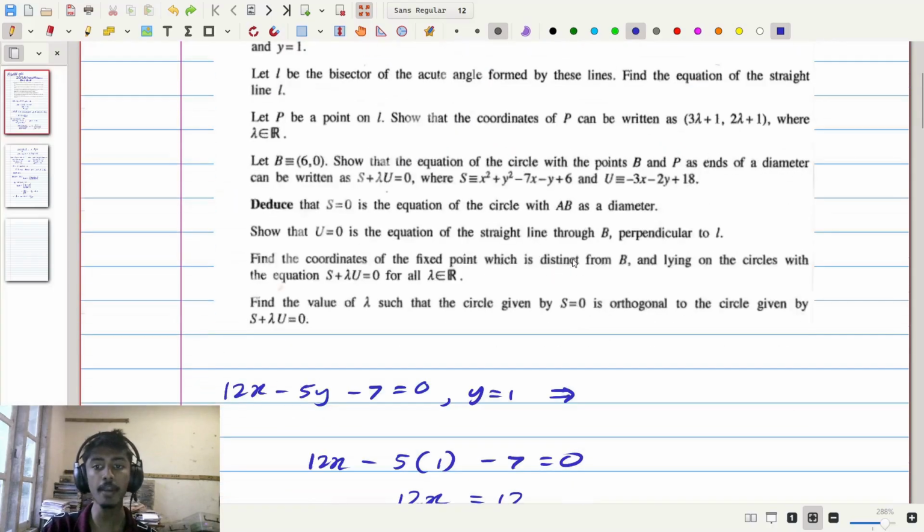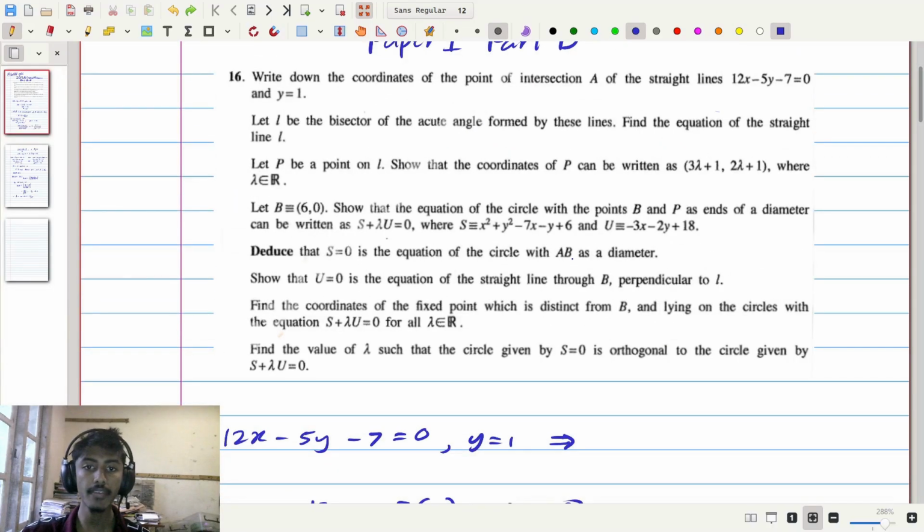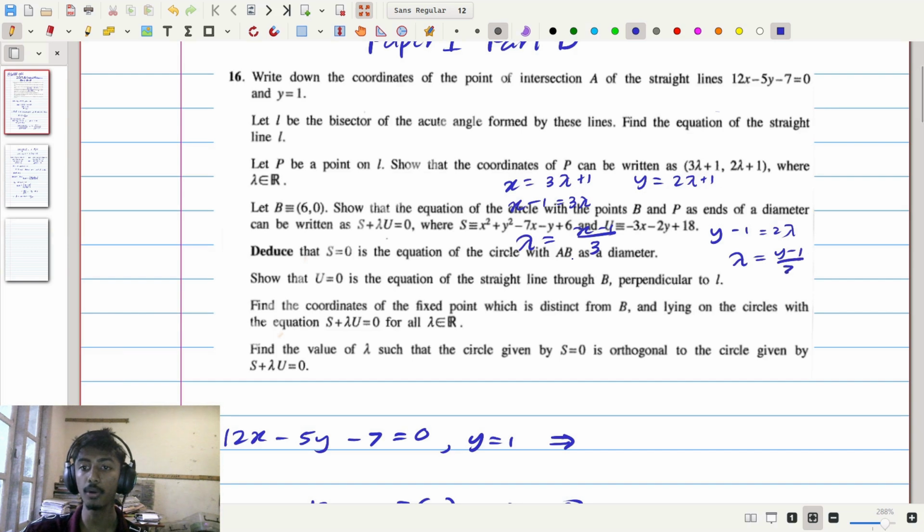Now if we just consider the parametric form we have here, we have x equals 3 lambda plus 1 and y equals 2 lambda plus 1. Now if we simplify both of these to get lambda as the subject, on the left hand side we get x minus 1 equals 3 lambda, and therefore lambda equals x minus 1 over 3. Simplifying this one we get y minus 1 equals 2 lambda and lambda equals y minus 1 over 2.